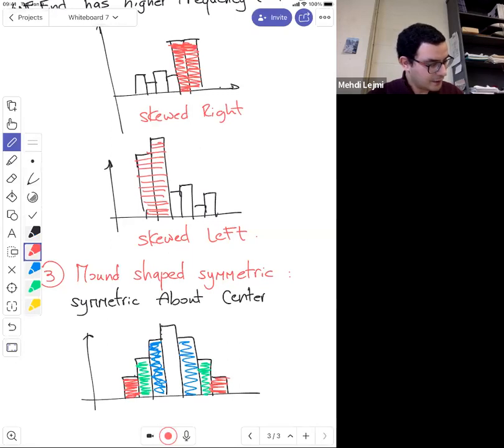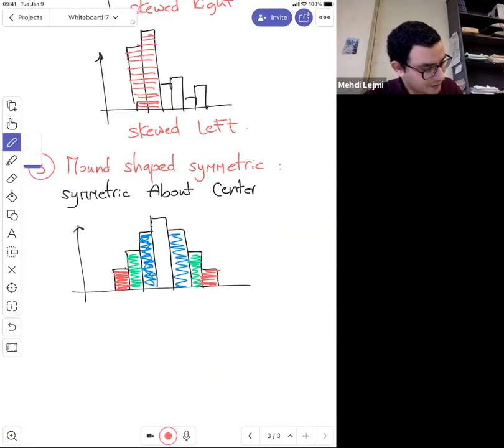This is the class in the middle, this one here. So this is the center of your histogram, in the middle of your histogram. This is your center, right? So it's symmetric about the center of the histogram.